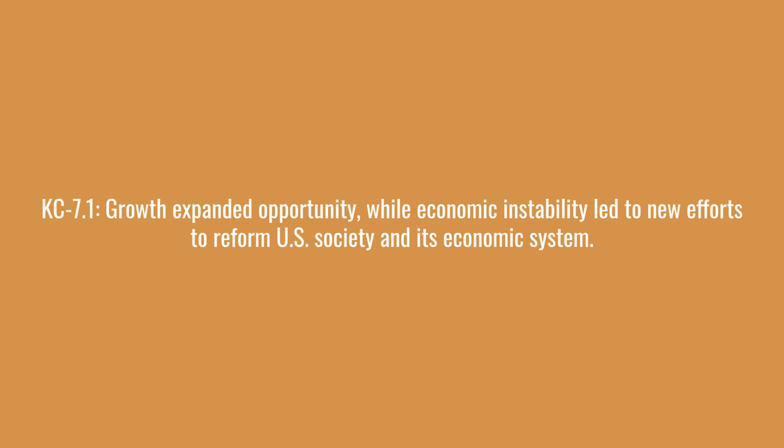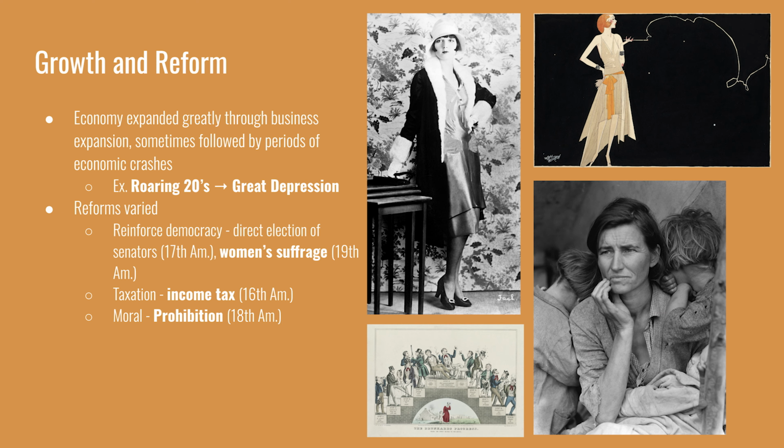The first key concept is growth expanded opportunity, while economic instability led to new efforts to reform U.S. society and its economic system. The economy continued to expand through industrialization and management structures of the Gilded Age. Sometimes the rapid growth was a result of overspeculation bubbles that were followed by economic crashes. The Panic of 1893 is in the overlapping period of Units 7 and 8.